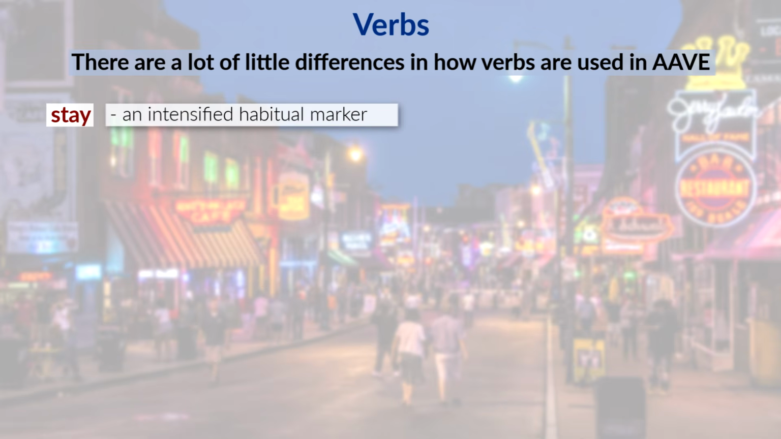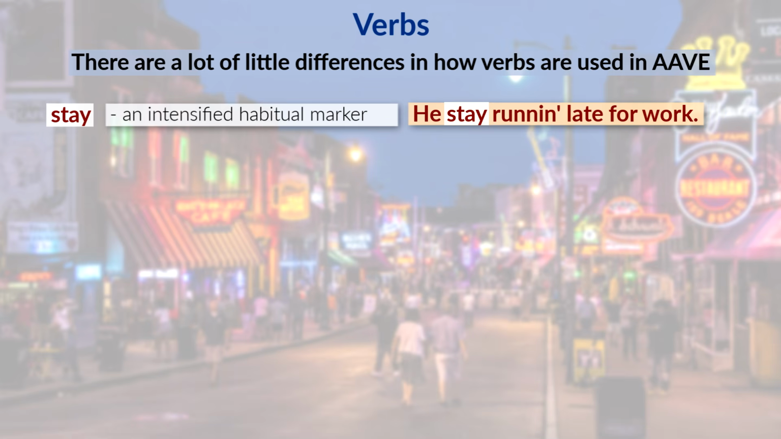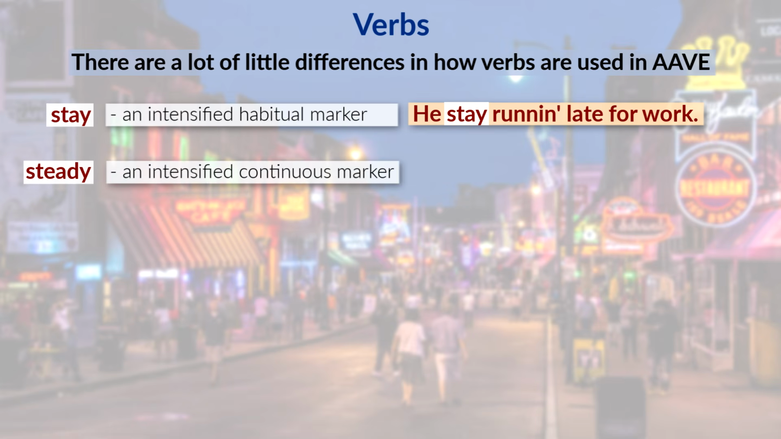There's also an intensive habitual marker. This is similar to habitual be, but is more emphatic. "He stay running late for work." This means that it happens pretty much all the time. It's habitual. There's also an intensified continuous marker, steady.